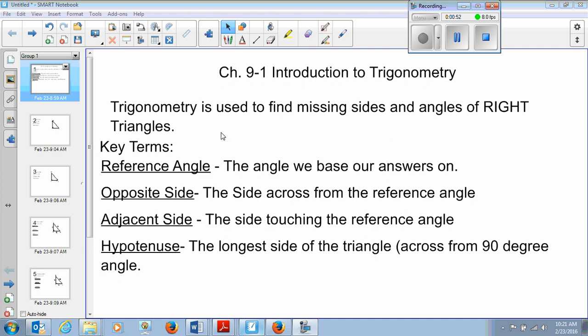There's going to be some key terms here. Our reference angle, first of all. This is going to be the angle that we base our answers on. They'll say use this angle, or what's the sine of this angle, or what's the ratio of this angle. That's called our reference angle, the one that we want to look at. We also have a side that's called an opposite side, the side across from the reference angle, an adjacent side, the side touching the reference angle, and I should say that's not the hypotenuse, because the hypotenuse always touches the reference angle. And then we also have the hypotenuse, which you should be able to identify in a 90-degree triangle.